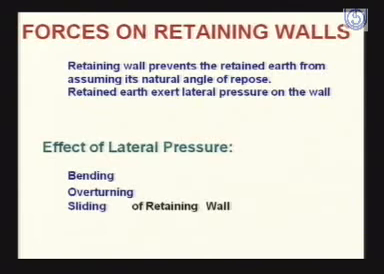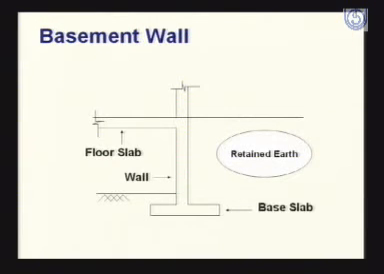The second type of these walls is the basement wall. As you can see, this is the basement portion, and this is the floor slab of this building structure. This is the wall, and on the other side of this wall is the retained earth, meaning this is a plot or field over which you do not have ownership. This plot is related to some other person, so you cannot excavate or construct anything in this plot.